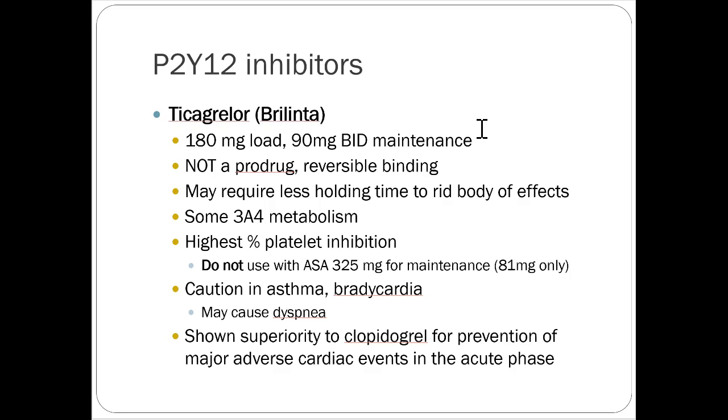It has the highest percentage of platelet inhibition, to the point where we don't use it with aspirin 325 for maintenance. So even if you had an indication for aspirin 325, like if you're post-CABG, you would still only use the 81 milligram because the bleeding risk is quite high with ticagrelor. In fact, there's a few studies out there that show that even though ticagrelor is potent and has good outcomes overall from preventing heart attacks and things like that, it actually has higher bleeding risk compared to clopidogrel long term. So a lot of people don't use this one for a long period of time.